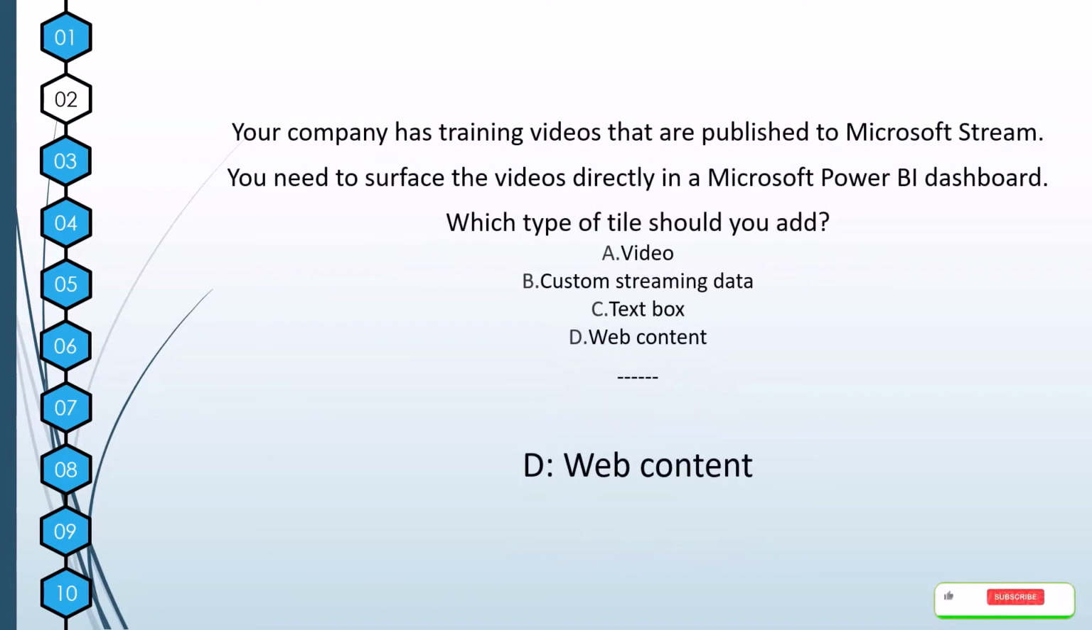Your company has training videos that are published to Microsoft Stream. You need to surface the videos directly in a Microsoft Power BI dashboard. Which type of tile should you add? A. Video. B. Custom streaming data. C. Text box. D. Web content. D. Web content is the right answer.